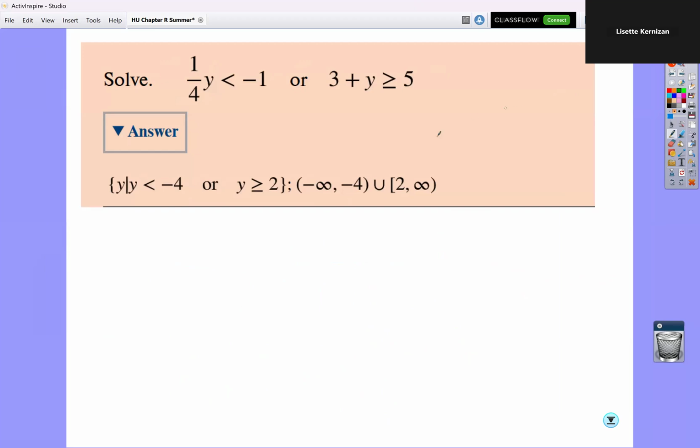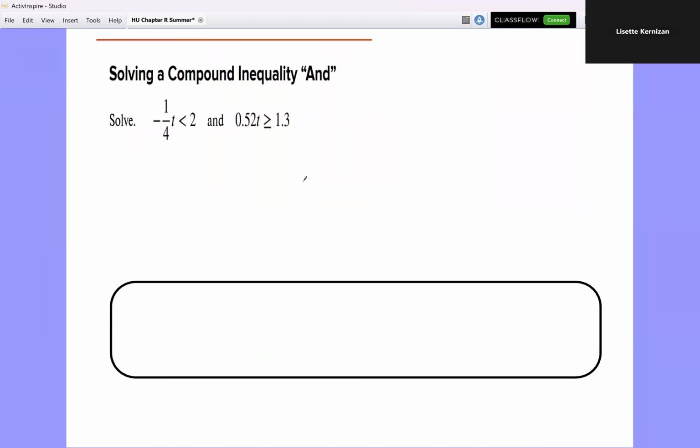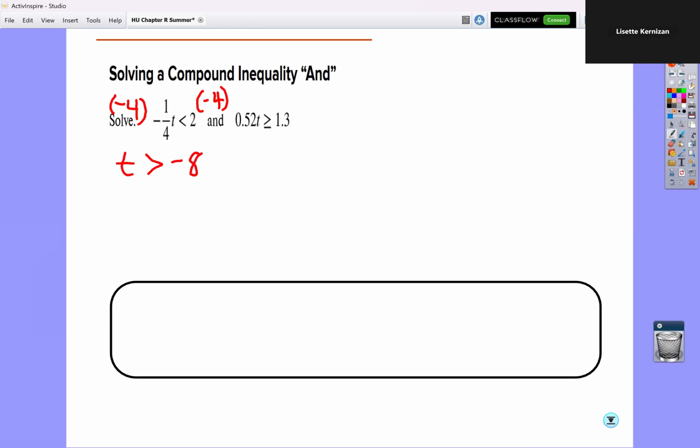Then back to this. And then on to the next example. So the next example is asking you to solve a compound inequality that has an and. So here you're going to multiply for the first one, both sides times -4. And remember, anytime you're multiplying or dividing by a negative, you have to flip the inequality. So you get t is greater than -8.